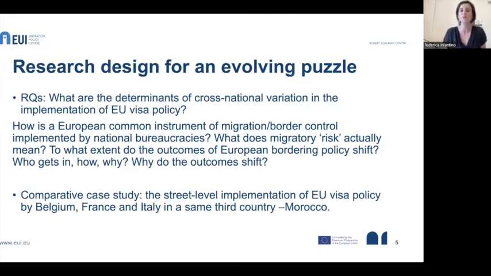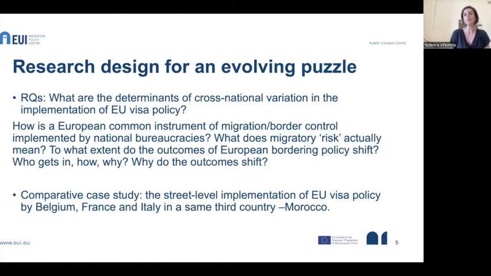The issuance of visa policy has to do with the assessment of migratory risks. So we want to understand, because we look at the implementation, what does migratory risk actually mean in practice. So how is it assessed when policy officers need to decide upon these applications? To what extent is there a difference between European countries, and why are there these differences?